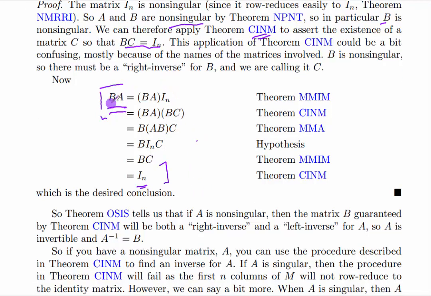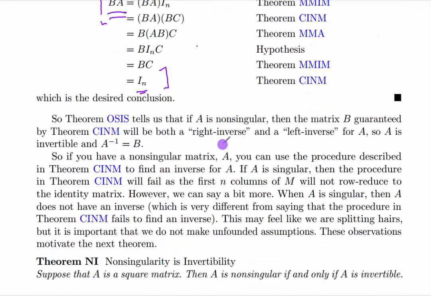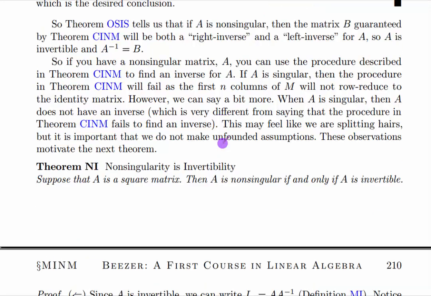So another way of saying this is that any right inverse for a matrix is also a left inverse. If you multiply on the right, you get the identity. You also get the identity when you multiply on the left.